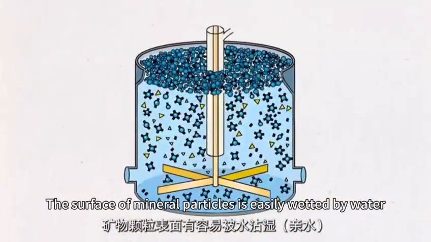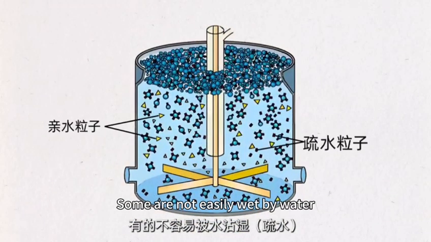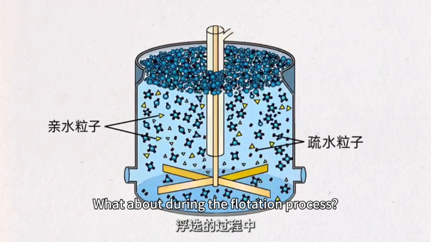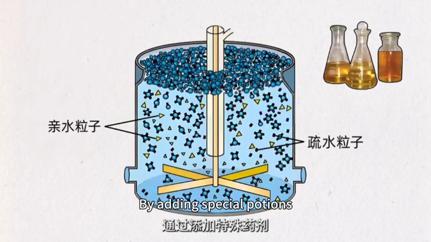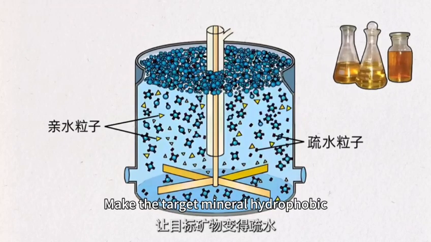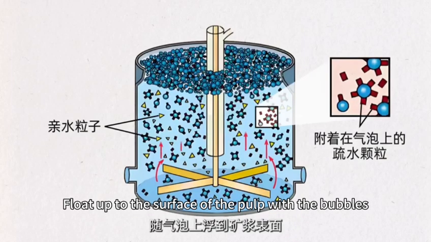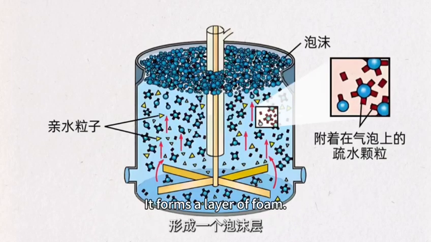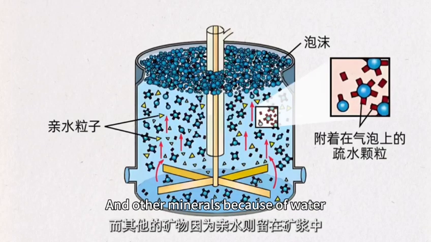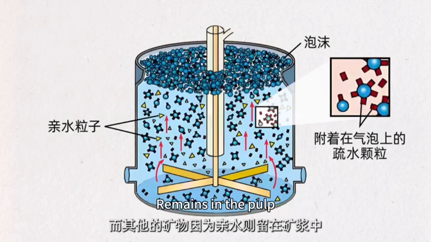The surface of some mineral particles is easily wetted by water. Some are not easily wet by water. What about during the flotation process? By adding special reagents, make the target mineral hydrophobic. This makes it easier for them to adhere to the bubbles and float up to the surface of the pulp with the bubbles. A layer of foam is scraped out and collected, and other minerals, because they are hydrophilic, remain in the pulp.